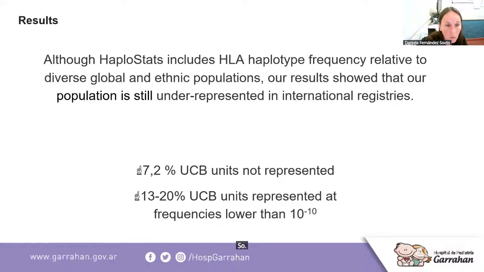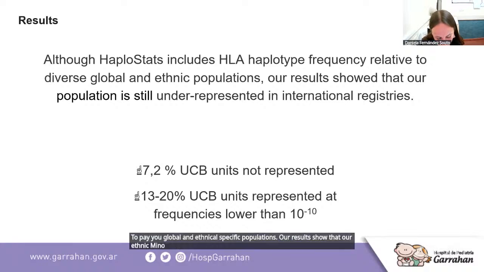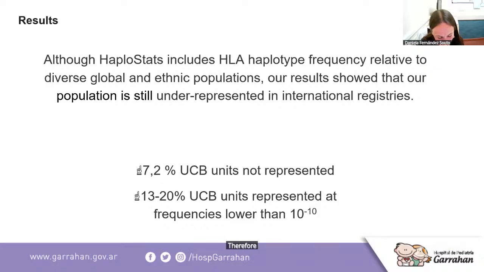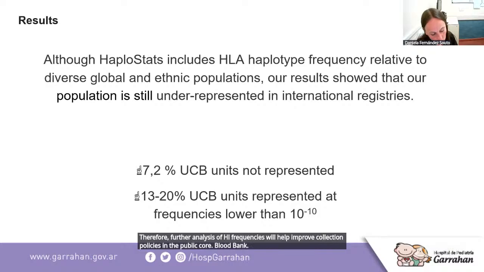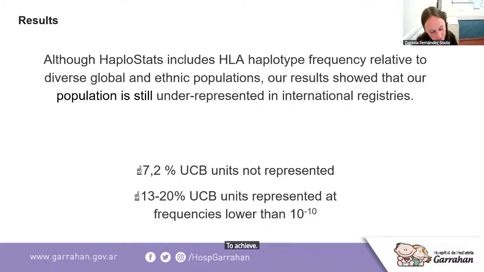So, what does this mean? All Haplostats include HLA haplotype frequencies relative to various global and ethnic-specific populations. Our results show that our ethnic minorities are still underrepresented. Therefore, further analysis of HLA frequencies will help improve collection policies in the public cord blood bank to achieve its goal of increasing our patients' chance of finding compatible grafts.